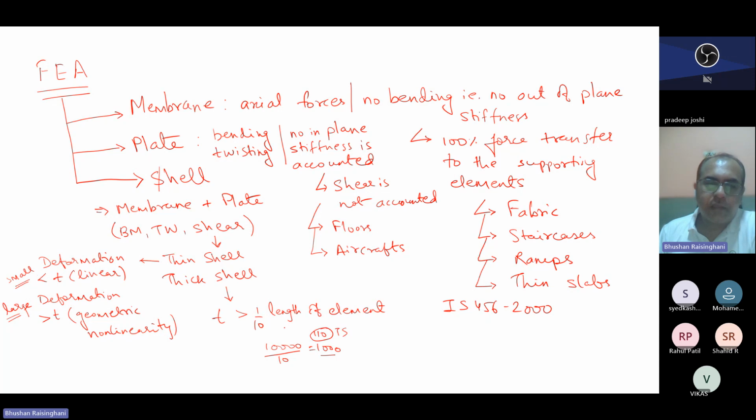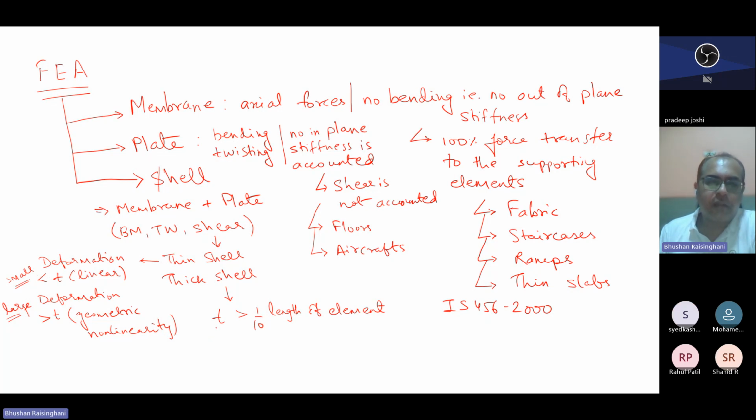Otherwise, it would become a thick shell. So thin shell versus thick shell, that criteria, what classification do we say? That classification is in this particular format whenever you are doing the analysis in, let's say, Abaqus, or you are doing it in ANSYS or SAP 2000 or ETABS or SAFE.